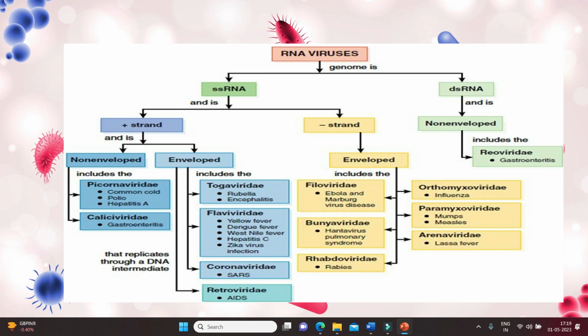And in RNA viruses, the genome is divided into ssRNA and dsRNA. In ssRNA, it is categorized into positive strand and negative strand. In positive strand, there are two types: one is non-enveloped as usual and the other is enveloped. Non-enveloped positive strand RNA viruses include picornaviridae. Examples are polio, hepatitis A, and gastroenteritis. And in enveloped RNA viruses, there are flaviviridae, coronaviridae, and retroviridae, that is SARS virus, and coming under retroviridae, AIDS.